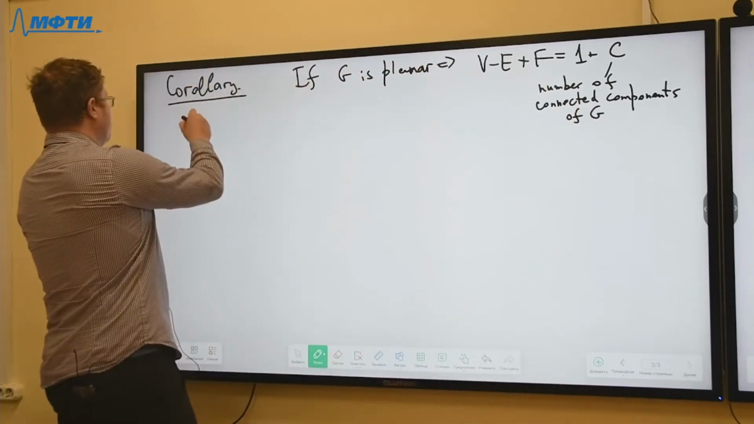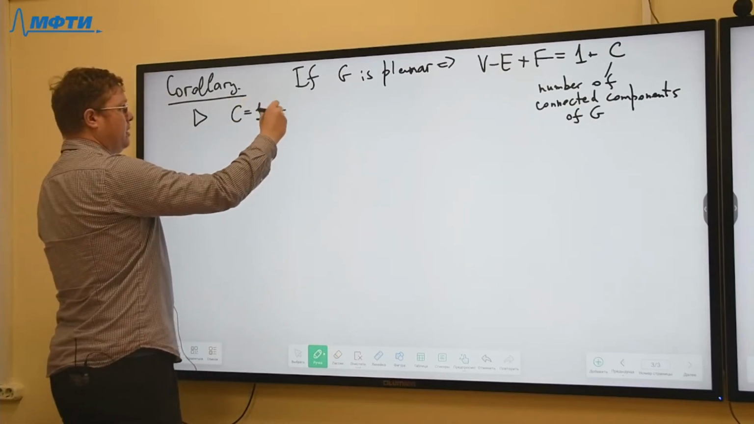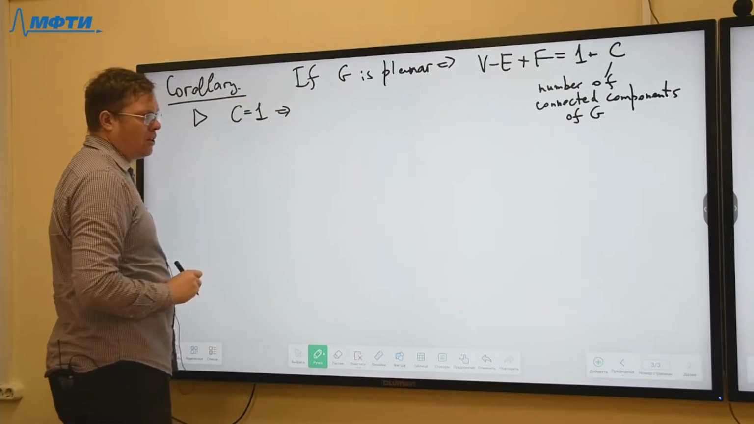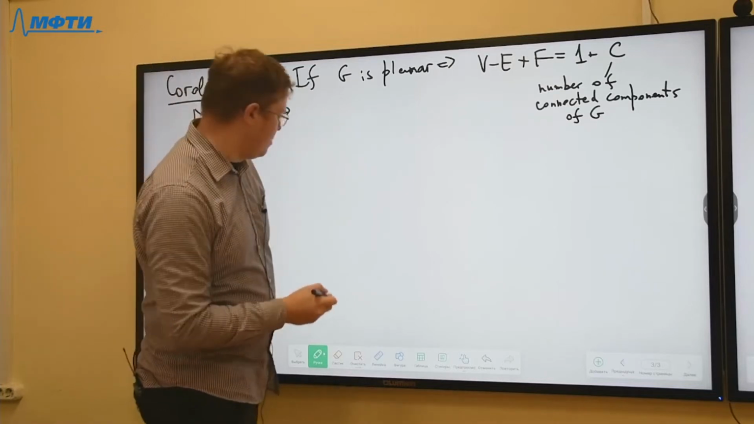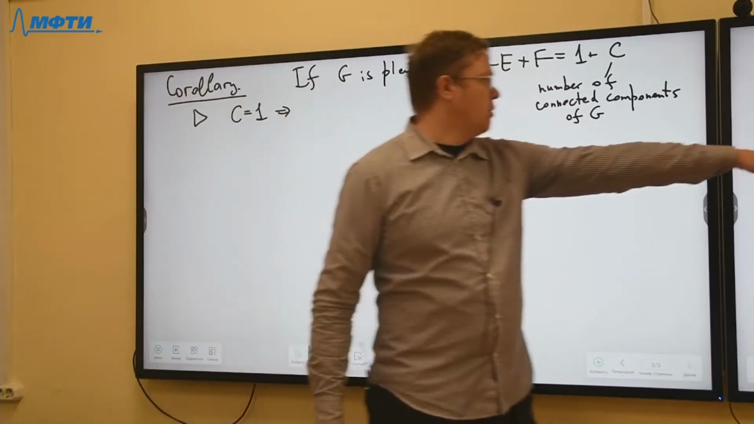So we already proved it for when the graph is connected. If C is 1, then we use the theorem. I wrote this on the last lecture, but I didn't write it now. This is called the Euler formula.